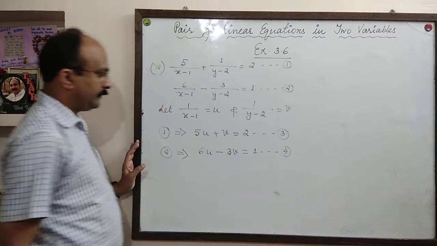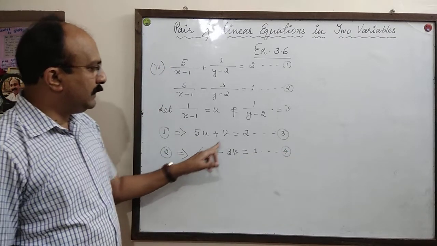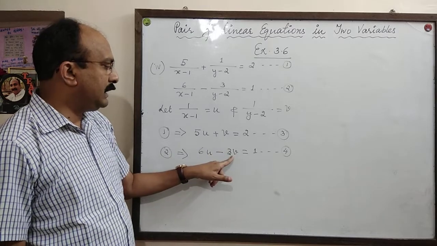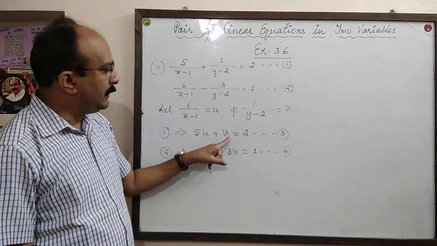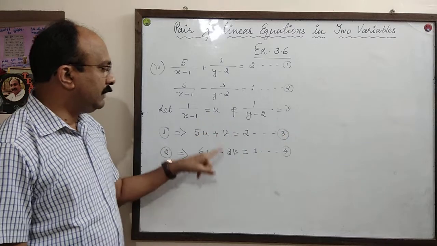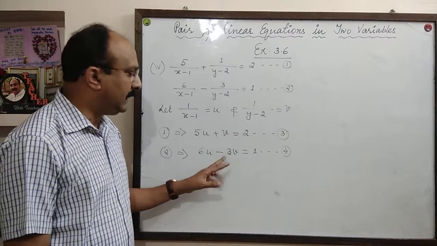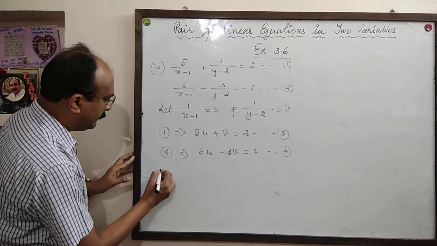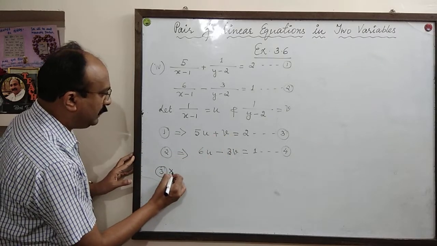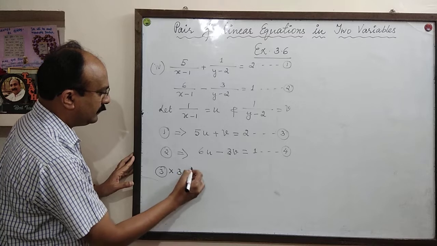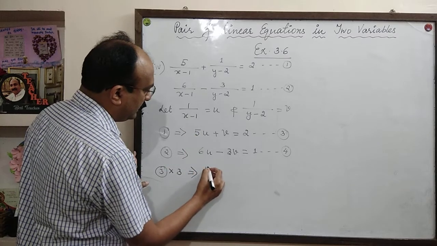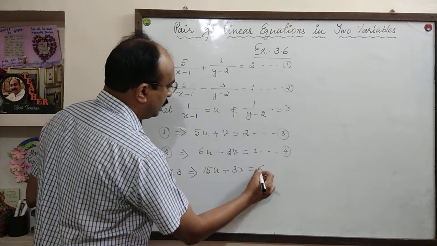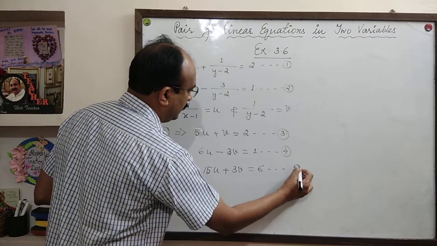Equation number 4. Here it is easy to make the v coefficient equal because v is alone here and here it is minus 3v. So if we multiply equation number 3 by 3 or minus 3, both will work out. I am going to multiply equation 3 by 3. 3 into 5, 15u plus 3v is equal to 6. Equation number 5.